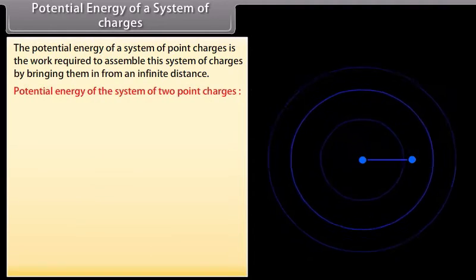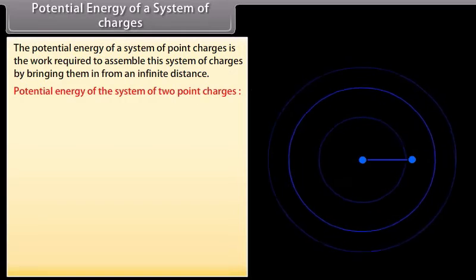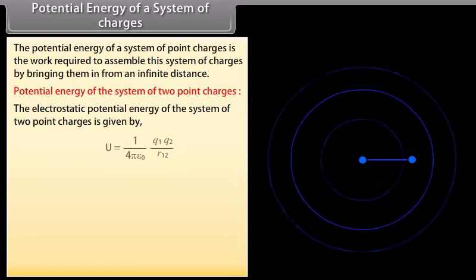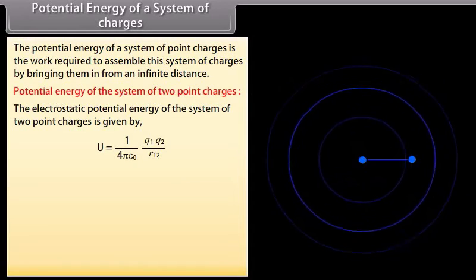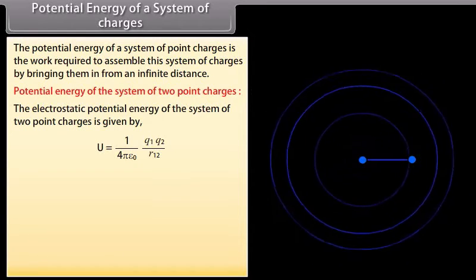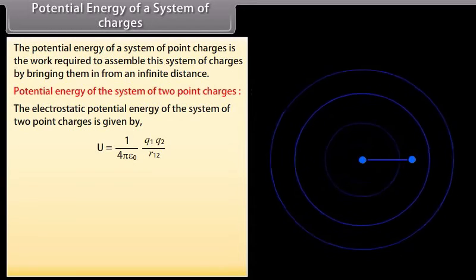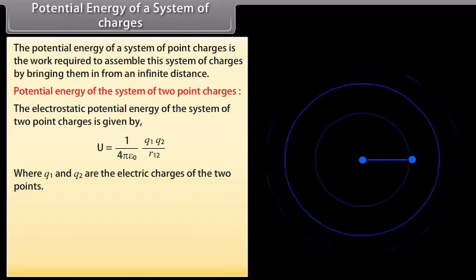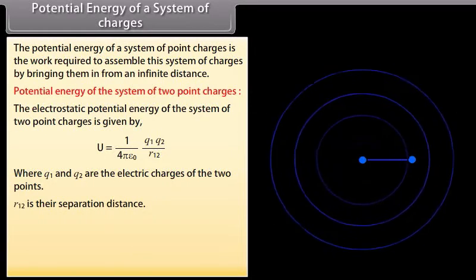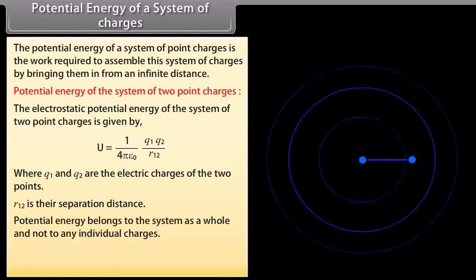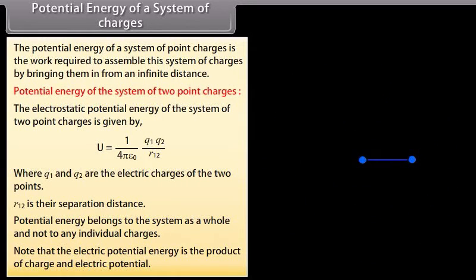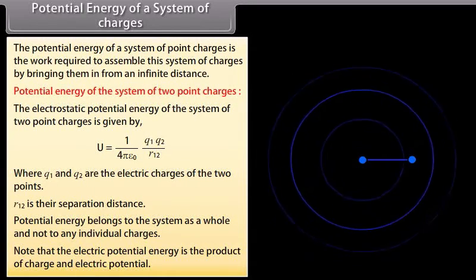Potential energy of the system of two point charges. The electrostatic potential energy of the system of two point charges is given by U as 1 upon 4 pi epsilon naught multiplied by Q1 Q2 upon R12, where Q1 and Q2 are the electric charges of the two points. R12 is their separation distance. Potential energy belongs to the system as a whole and not to any individual charges. Note that the electric potential energy is the product of charge and electric potential.